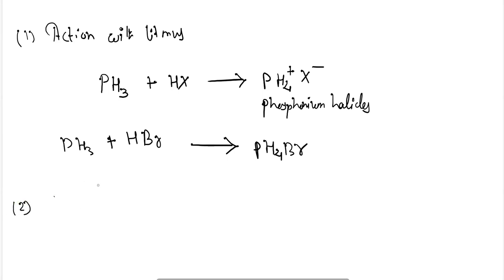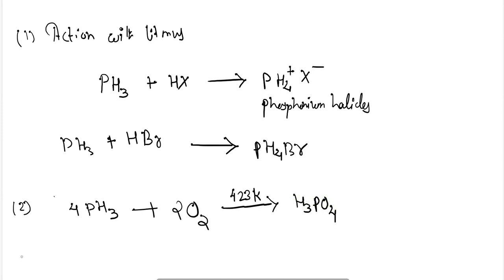It is incombustible, but when heated to 433 Kelvin and in the presence of air or oxygen, it burns to form phosphoric acid. Okay, it burns to form phosphoric acid, means it gets oxidized. Above 423 Kelvin, it will get oxidized to phosphoric acid on heating.